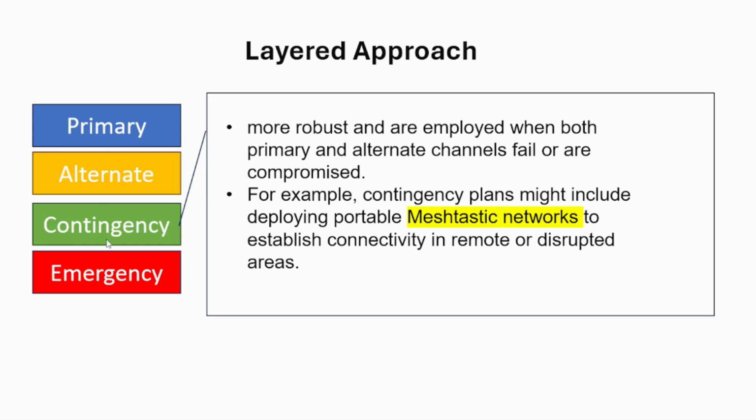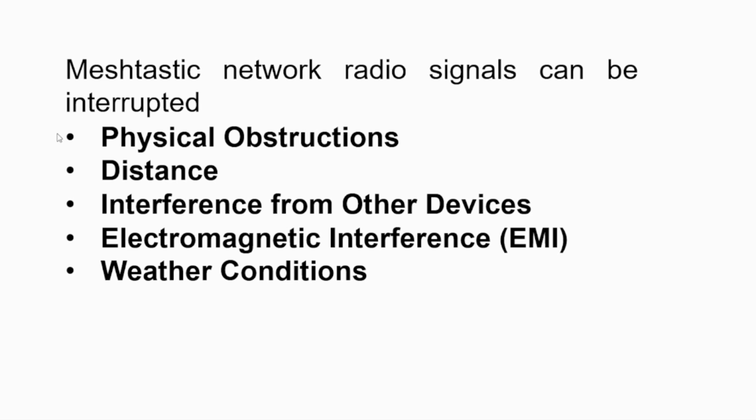In the contingency layer, I would recommend that you look at improving the signal connection between your mesh nodes, because sometimes it may be disrupted, but there are ways to get around it. I'm going to teach you how to do it. Meshtastic device radio signals can be interrupted just as with any other form of wireless communication. So we want to look at the possible causes of disruption and minimize them as much as possible.